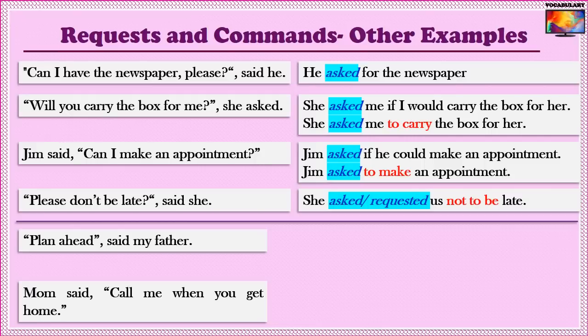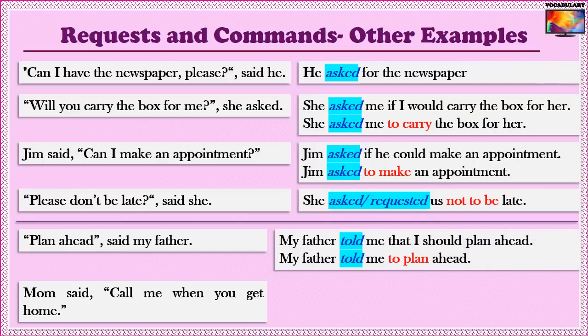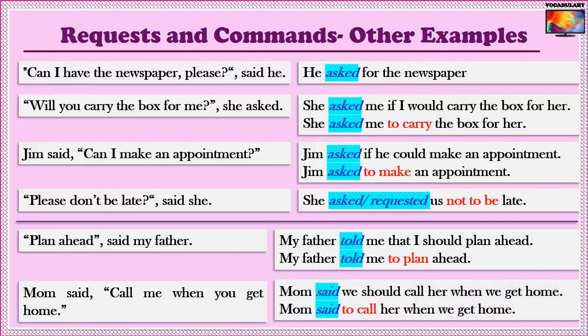There could be a command or suggestion. For instance, "Plan ahead," said my father. In indirect speech, it would look like, my father told me that I should plan ahead, or simply, my father told me to plan ahead. And the last one is, Mom said, "Call me when you get home." In indirect speech, this imperative sentence would look like, Mom said that we should call her when we get home, or Mom said to call her when we get home.